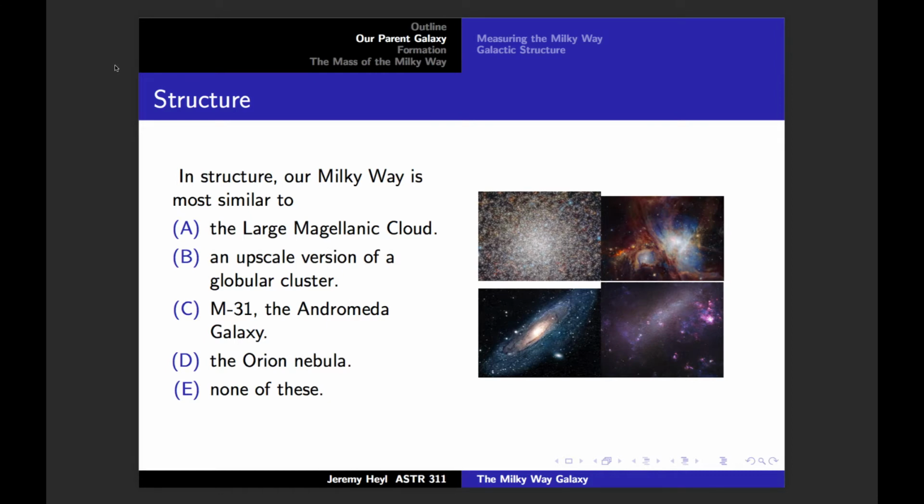So what do people think our Milky Way's structure is most similar to of these things? You'll know the answer from what you've done, but you can also maybe think of what the sky would look like if we were in the middle of one of these things, right?